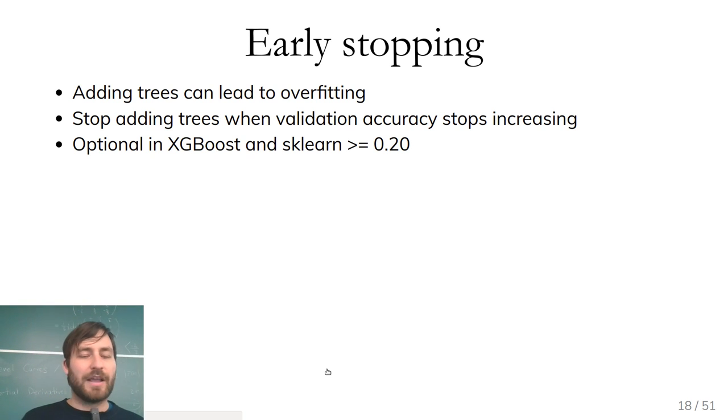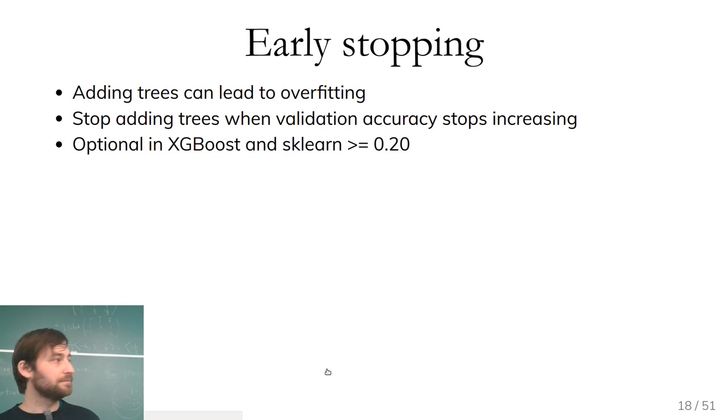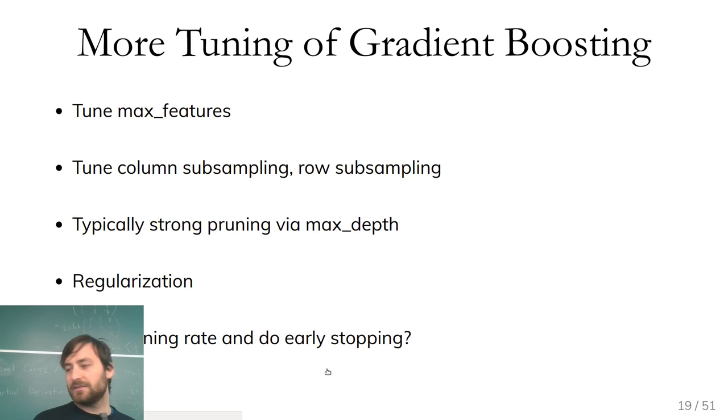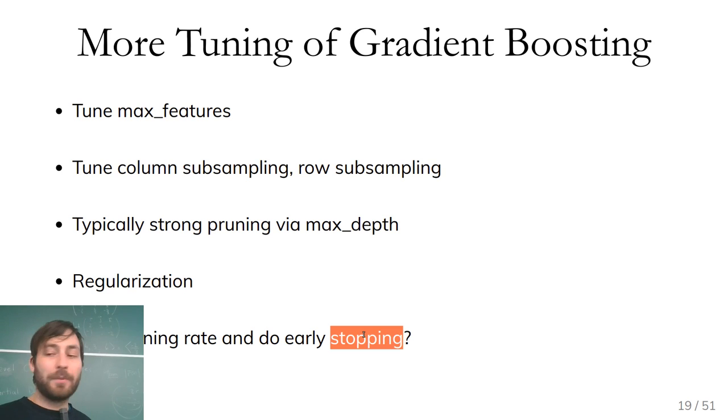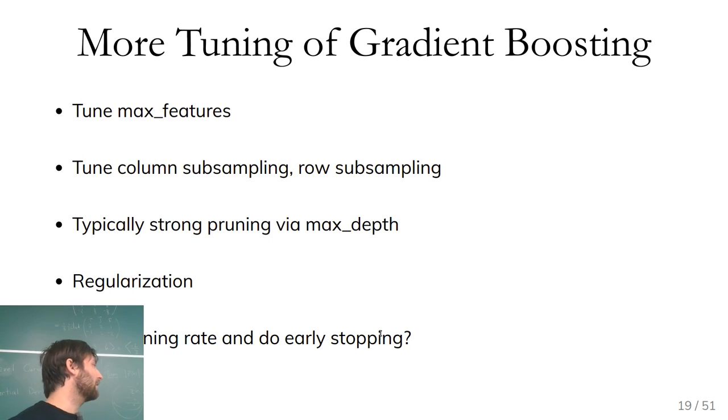You can do this with XGBoost and with scikit-learn, and I'm not sure if you can do it with LightGBM, but I'm pretty sure you can. If you use this, then tuning looks more like this. Now you can basically pick a learning rate and then do early stopping. The learning rate depends a little bit on your budget, or you can just grid search the learning rate and still do early stopping.